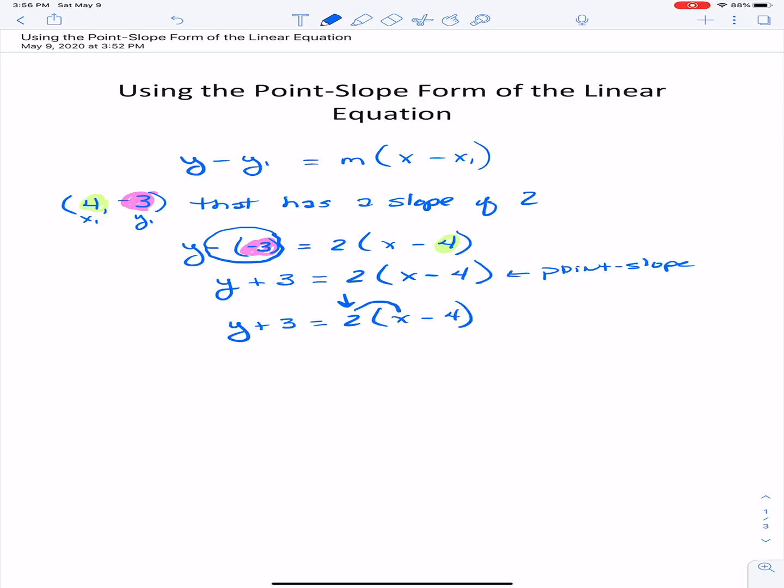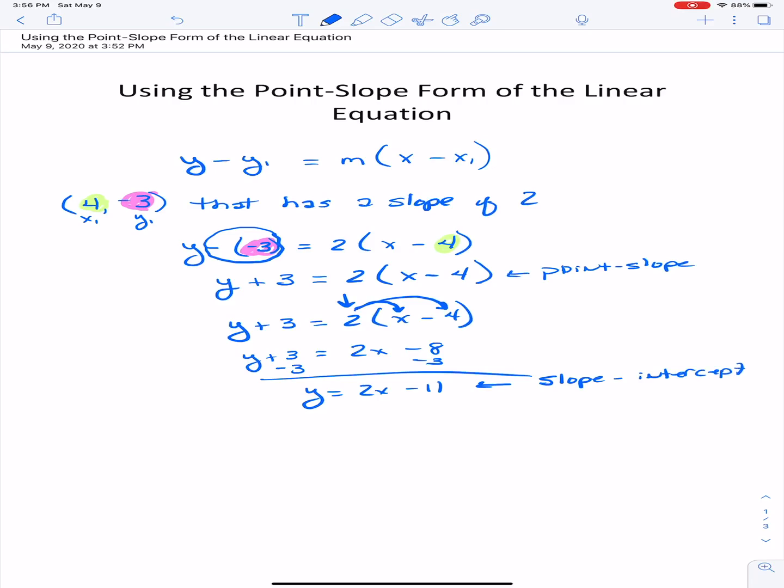Well, we're going to use the distributive property. We're going to go 2 times x, which is going to give us 2x, and then 2 times -4, which gives us -8. Then we need to bring our constants together. So I'm going to subtract 3 from both sides. And so we get y equals 2x minus 11. And this is the slope-intercept form. Now, depending on what your instructions tell you, you either stay here or you come here, depending on what you want. Okay, let's do another one.